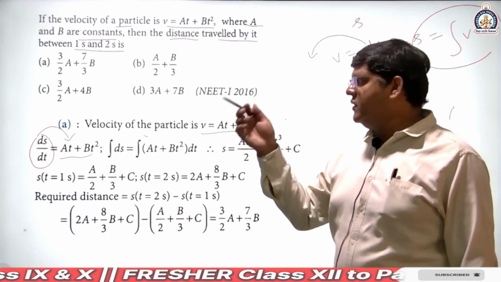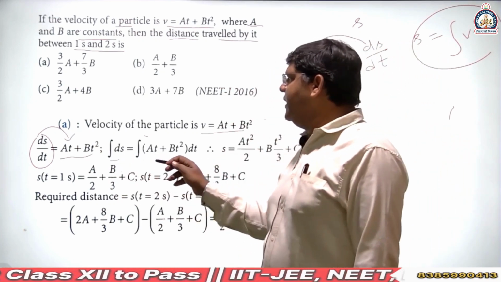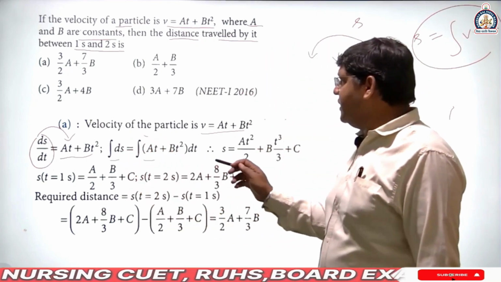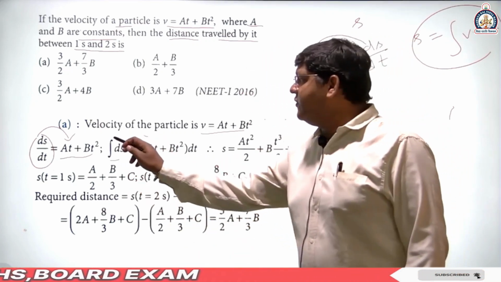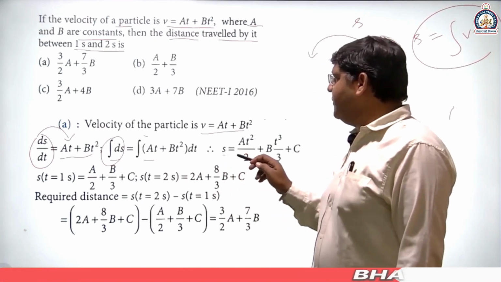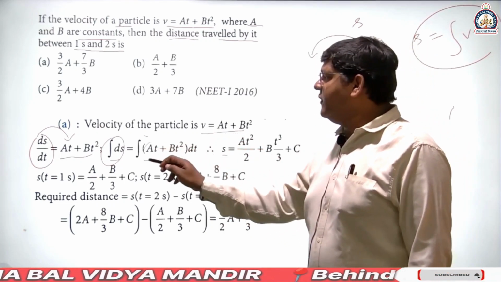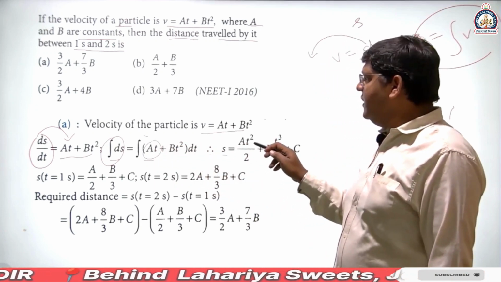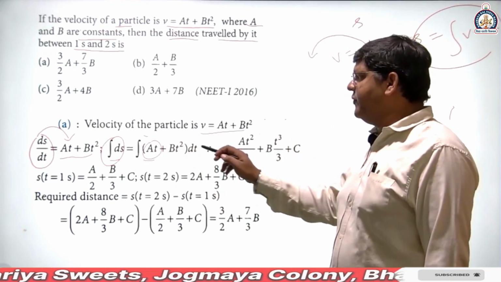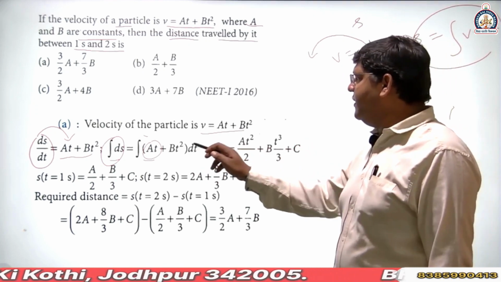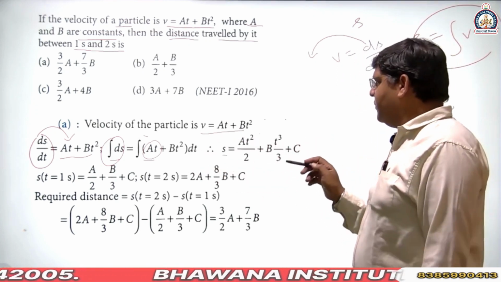When differentiation goes on the other side, it is converted into integration, or we can say integrating both sides. Integration of ds is equal to integration of this. So integration of ds comes to be s, and integration of at plus bt square. Integration of at means a, and t integration t square upon 2, plus integration of b t square is b, and for t square we are using t raised to power 3 upon 3.